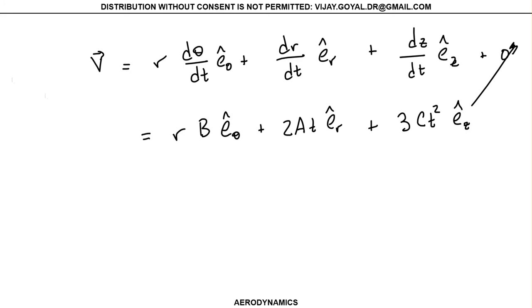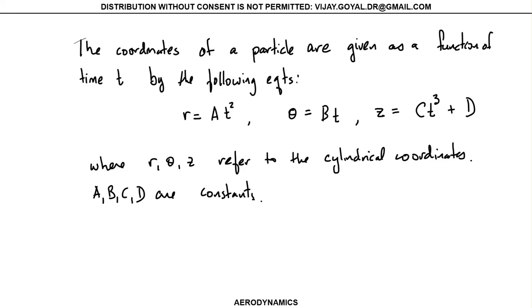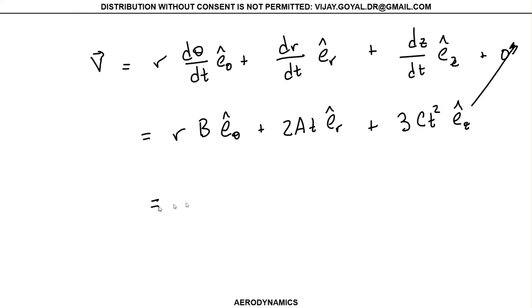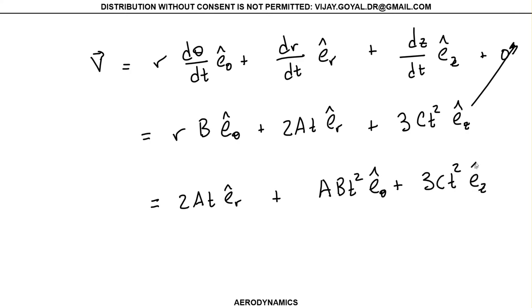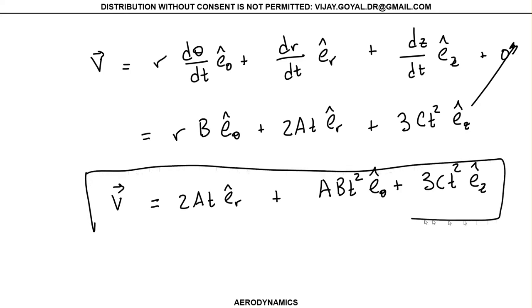And you know what your r is, right? Your r is a times t squared, so we replace it in there. So your whole expression looks like this: 2 times at er, bringing this up front, plus a b t squared eθ, plus 3c t squared ez. This is your velocity vector.